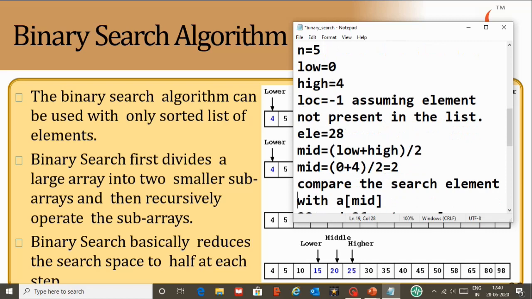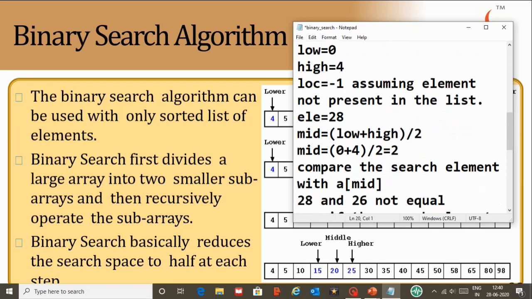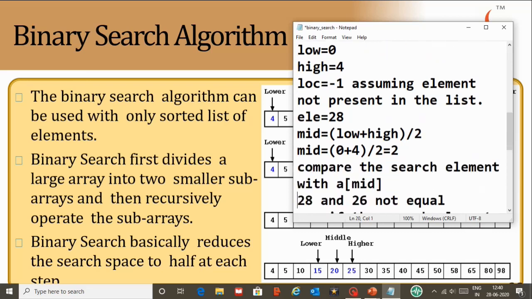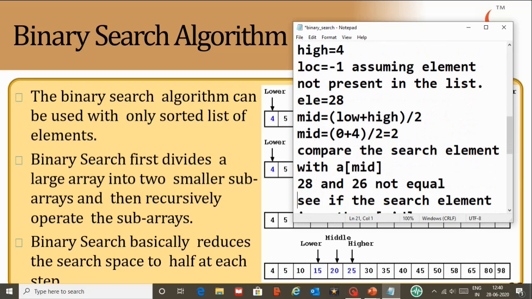Compare the search element with A of mid, that is 28 and 26. How did I get that 28? I have entered it as a user because I am searching for an element 28, and 26, what is mid is 2. So A of 2 in the list, A of 2 is what? 26, correct? So I am searching for that. So 28 and 26 are not equal, correct?